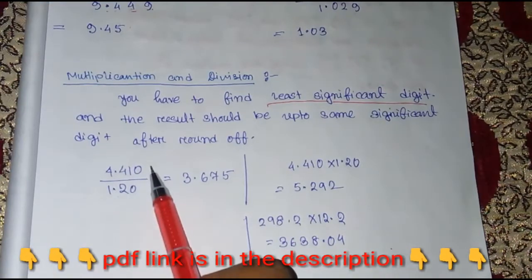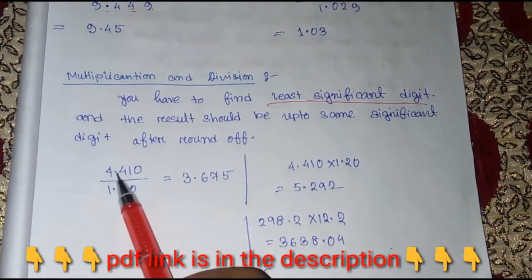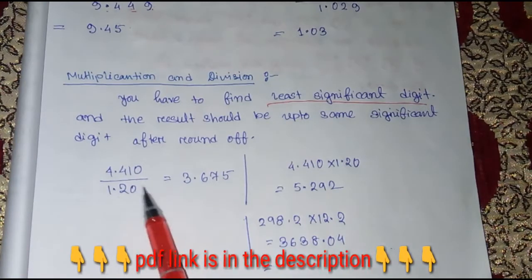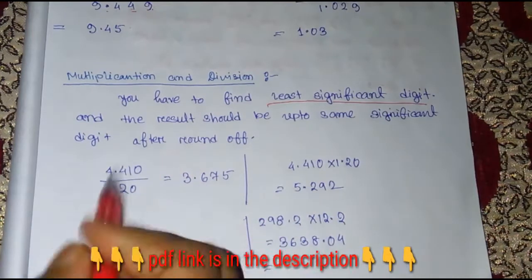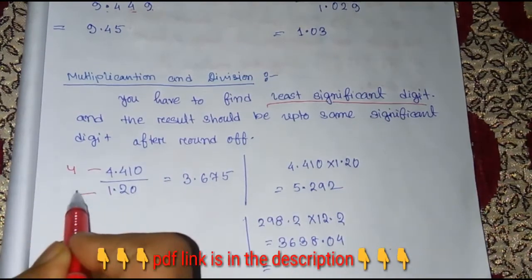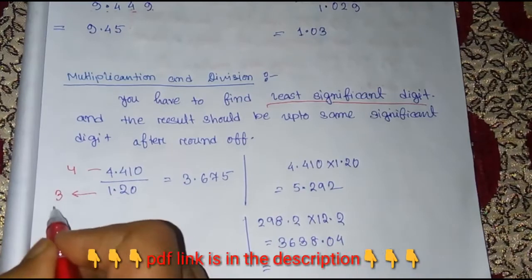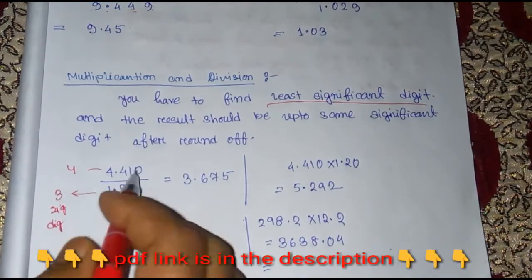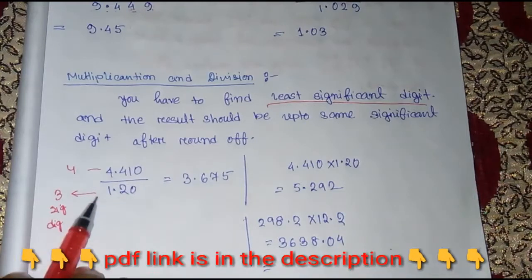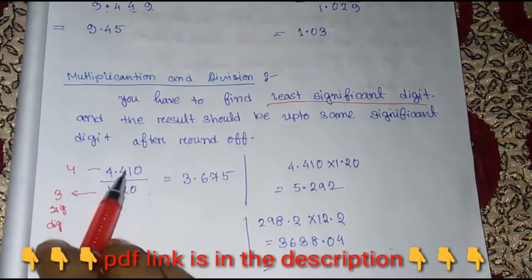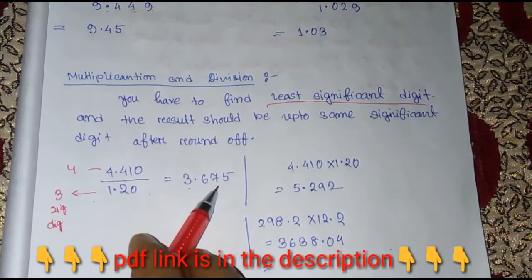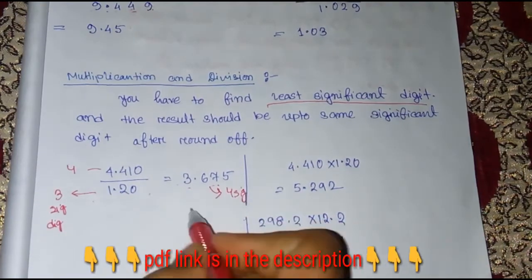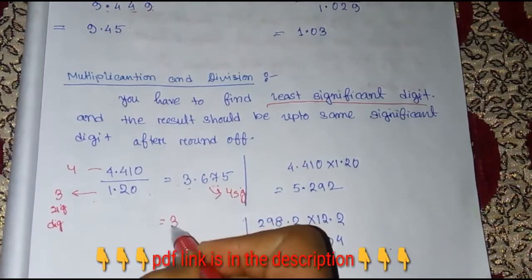Suppose 4.410, here 0 is also significant, you know that, because it is after a decimal point, and we have to divide by 1.20. So in that case, the significant number is 4, and here the significant number is 3, right? So the answer should be 3 significant digits. If we divide it, it comes 3.675, but it has 4 significant numbers, so we have to write it up to 3 significant values.